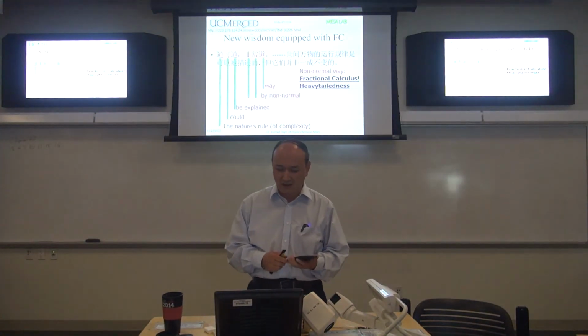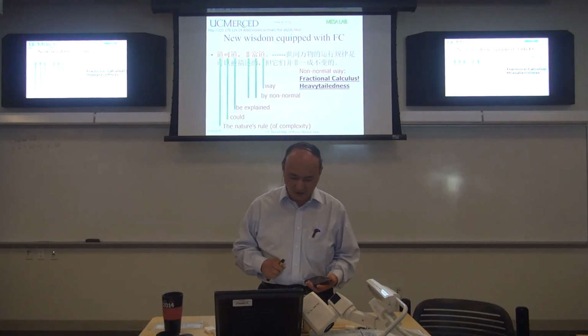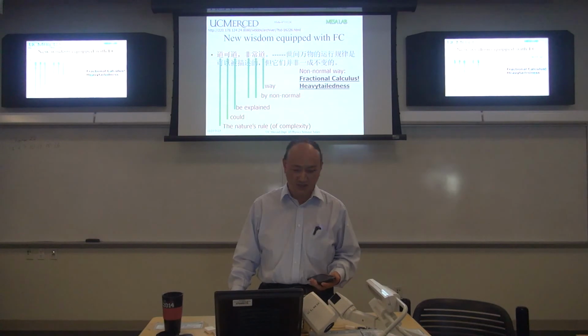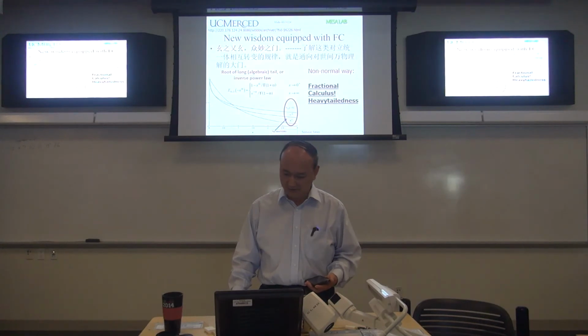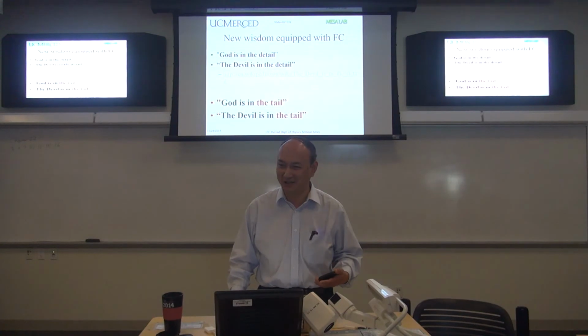Okay. If you check into Taoism and the Tao Te Ching, you will see this is Dao Ke Dao Fei Chang Dao. It means the nature's rule of complexity could be explained by the non-normal way. So what is a non-normal way? It's fractional calculus, heavy-tailedness, a kind of fractional order way. So I'm done. Okay, here. We keep saying that God is in the detail, devil is in the detail, whatever you check. But I would like to remove the 'DE'. All the things are happening in the tail, actually.